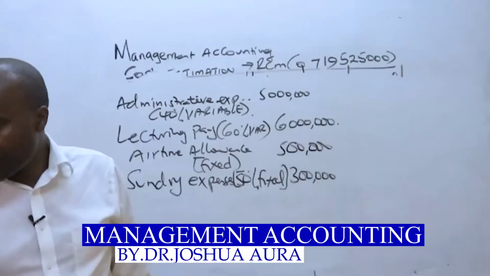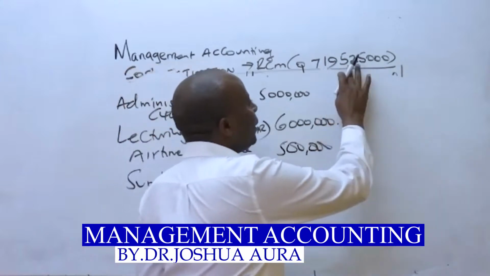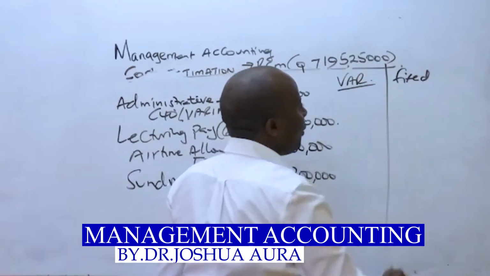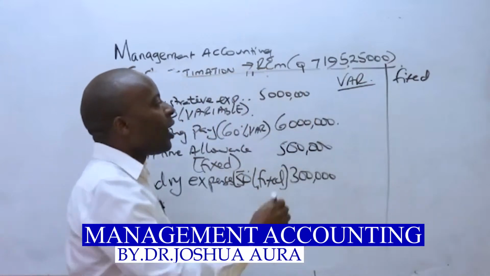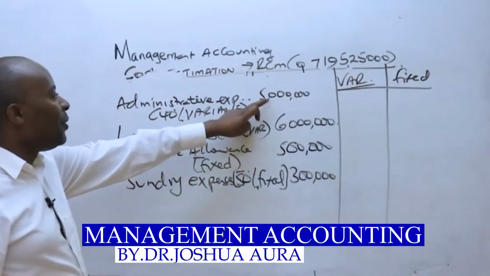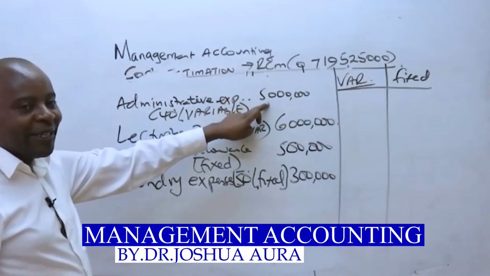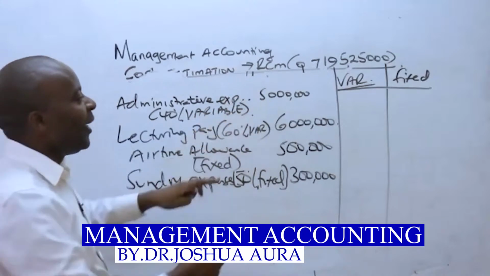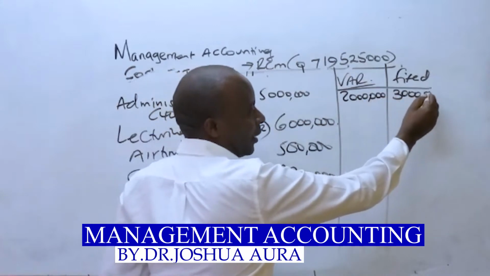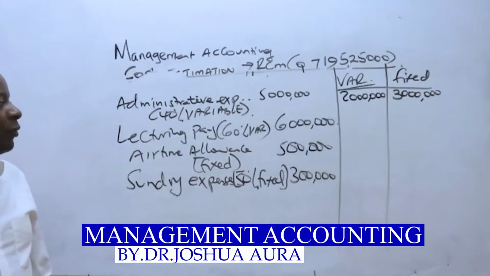If it's the account analysis method, I'll come and split this into two. So I need a column for variable, another one for fixed. We start with the first category, administrative, 5 million, of which 40% is variable. So 0.4 of 5 million is 2 million, meaning that the other amount, which will be 3 million, is fixed.